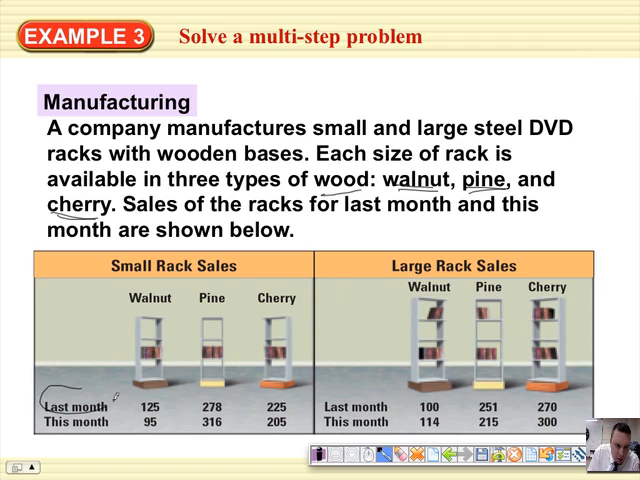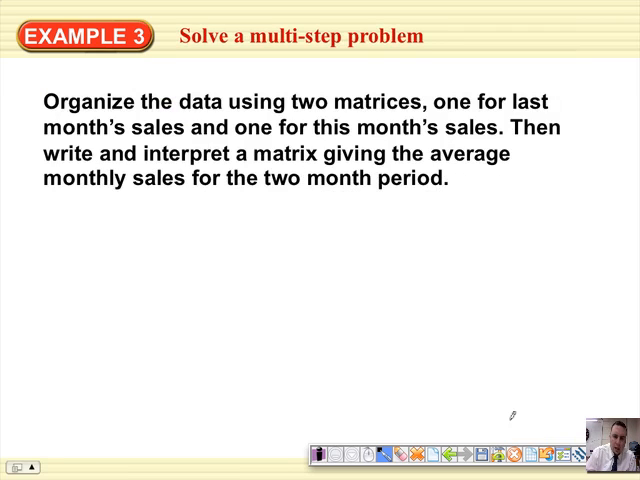So last month we sold 125 walnut, 278 pine, so on and so on. But that's small rack, so these are all the small ones. When we do the large rack, last month we sold 100 of these, 251 of these, 270 cherry. Okay? This month, this happened. Here, here, here, so on, so on. Okay? So what the question actually wants us to do, it says organize the data into 2 matrices. One for last month, and one for this month.